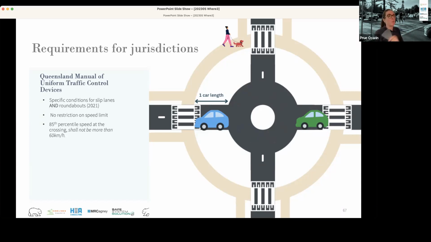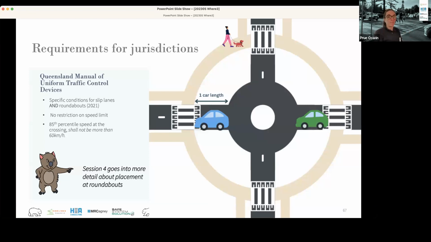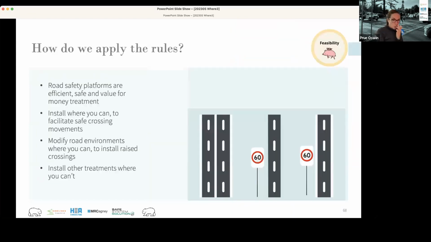Sightlines for pedestrians, we will get into that. Ken will get into that tomorrow. It is often easier to achieve the sight lines with the raised crossings for pedestrians than without them. So road safety platforms are efficient, safe, and value for money in treatment. Install them where you can to facilitate safe crossing movements. Modify road environments where you can to install raised crossings. Install other treatments where you can't.